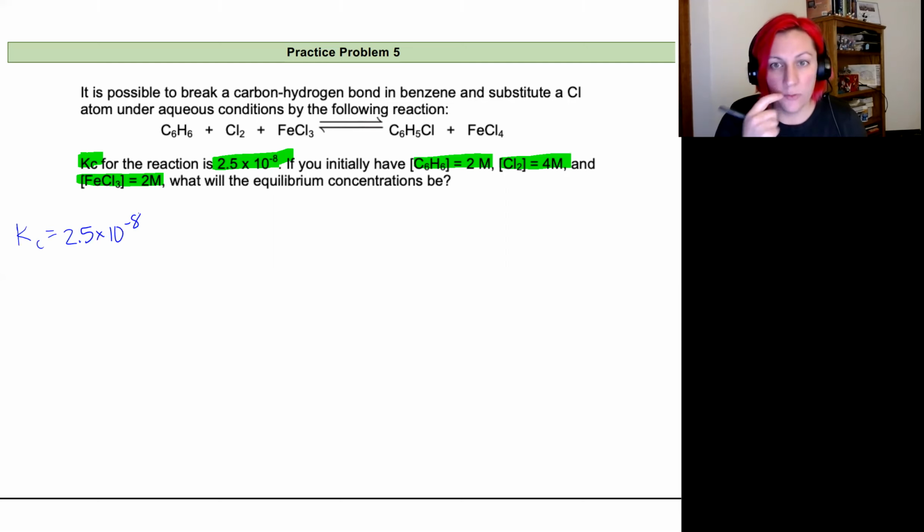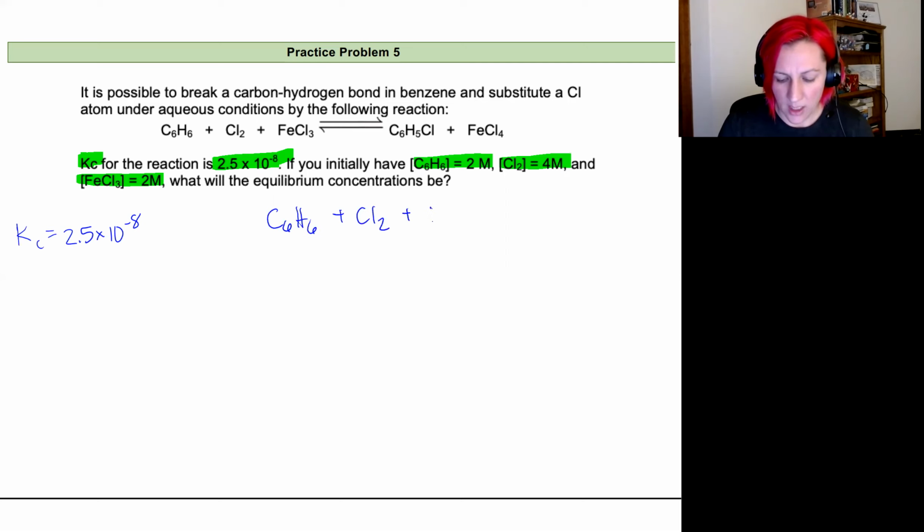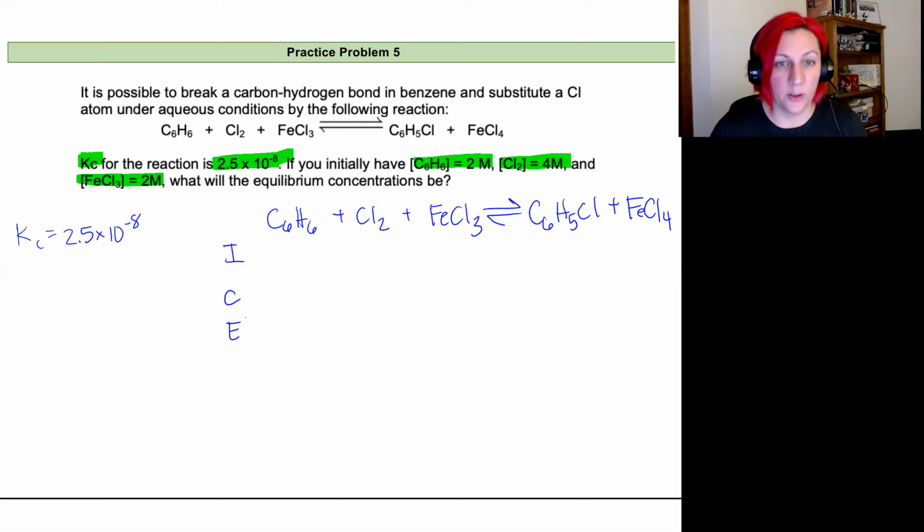I'm going to rewrite the equation so it's easier for me to make the ICE table. So I've got my benzene, some chlorine, some iron chloride, and I'm noting that I was really lazy when I wrote this problem and didn't put in any phases. So we're going to assume this is a homogeneous solution and not a heterogeneous mixture. I'll be sure to be careful about that in the future. And then our C6H5Cl plus iron 4 chloride.